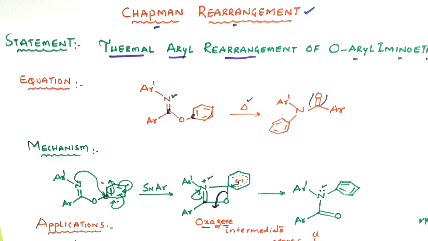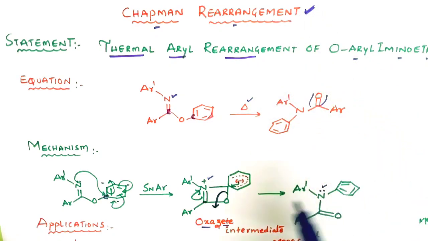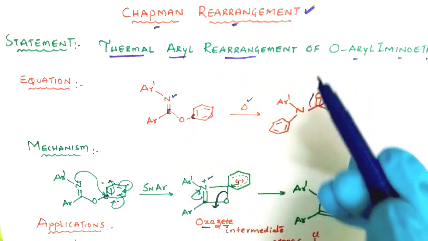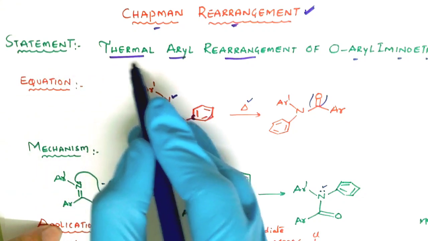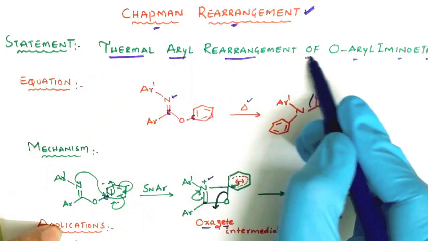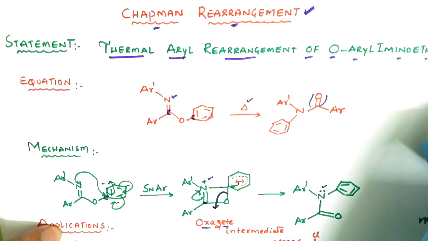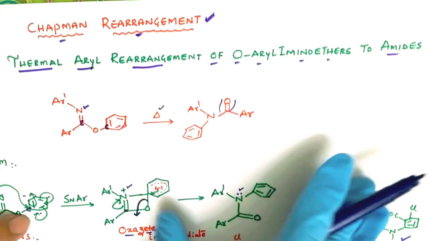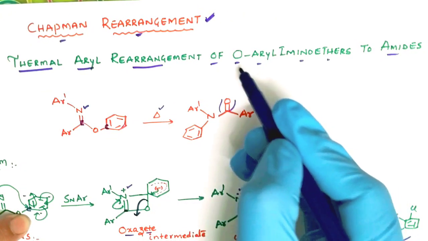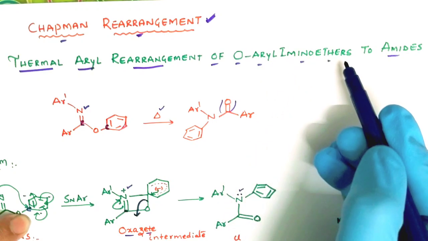Let's discuss the next name reaction, that is Chapman rearrangement. This is an example of a rearrangement reaction. Let's see the statement: thermal aryl rearrangement of O-aryl iminoethers to amides. So here the reactants are O-aryl iminoethers.